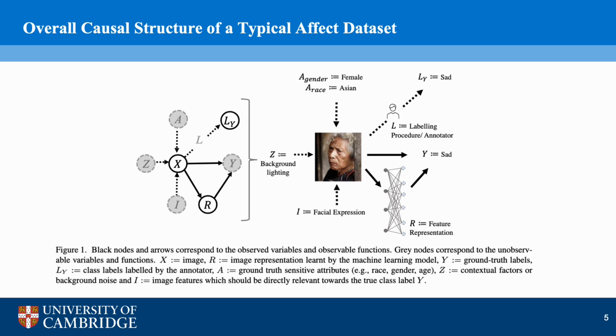The gray nodes correspond to the unobservable variables and function, and we use the letter X to denote the image, R to denote the image representation learned by the machine learning model, Y to denote the ground truth labels, LY to denote the class labels labeled by the annotator, A is used to denote the ground truth sensitive attributes such as race, gender, and age. Z is used to denote the contextual factors or background noise, and I is used as the image feature which should be directly relevant towards the predicting of the true class label Y.